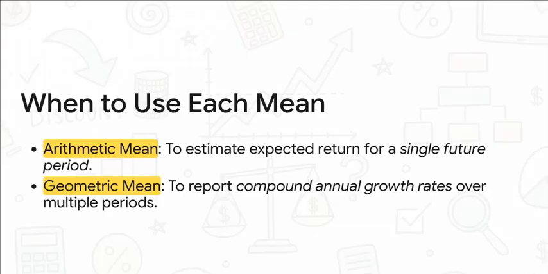So here's the big takeaway, the simple rule of thumb. If you're trying to forecast what might happen next year, sure, the arithmetic mean can be a useful starting point. But if you want to know what has happened to your money, if you want to evaluate performance over the last 5, 10, or 20 years, you have to use the geometric mean. That's the only true measure of your compound annual growth.